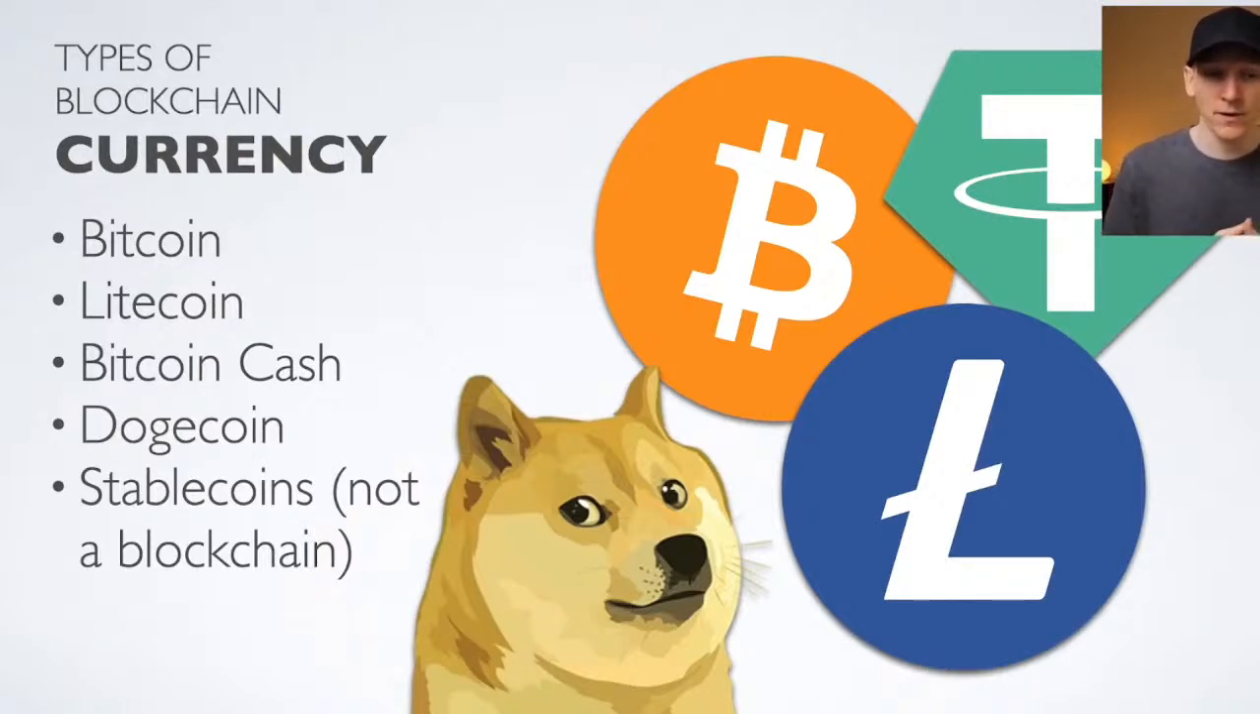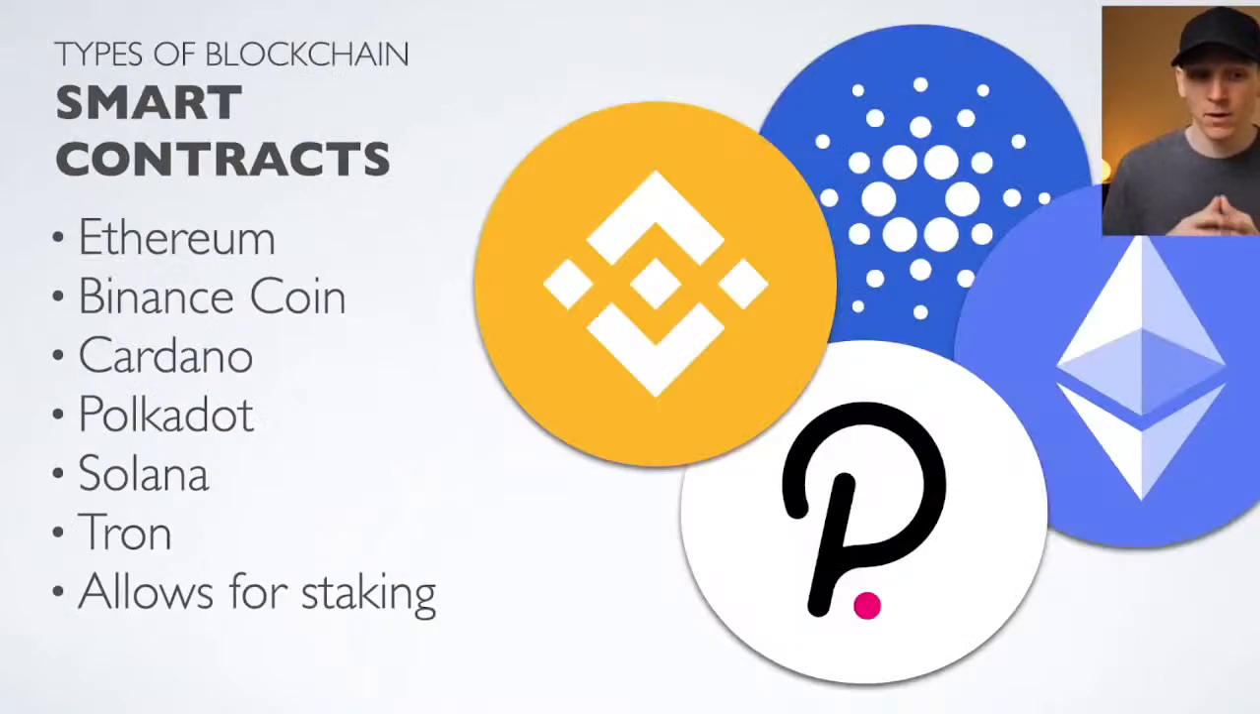Now, stable coins are a little bit different. They are definitely used as a currency, but they're not usually their own blockchain. They're usually built on a different type of blockchain known as a smart contracts blockchain. So the main one there is Ethereum. This blockchain is different to Bitcoin.